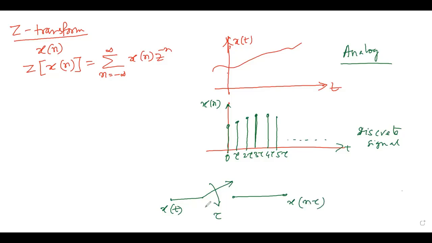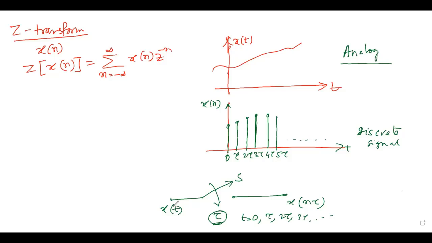That means it closes when time t equal to 0, for a very small, negligible duration. Then again it is open. Again it closes when time is tau, and again it is open. Again it closes at 2 tau, then at 3 tau, and opens. That means this switch is normally open, and it closes only at certain instants of time: t equal to 0, tau, 2 tau, 3 tau, and so on. Then what will we get?